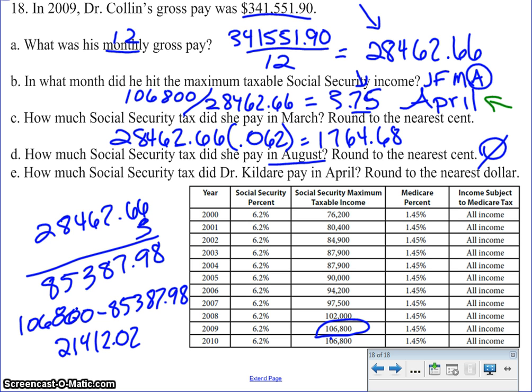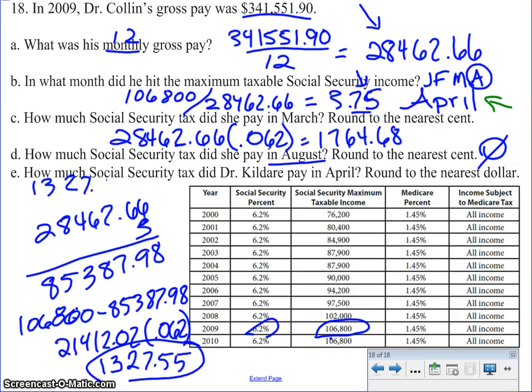Last, I'm going to go ahead and multiply that value by 0.062, which is the percentage of Social Security that's paid in that year. And when I multiply those values together, I get $1,327.55. And that is going to be the total that is paid here in April, $1,327.55. And that is it for this unit review.